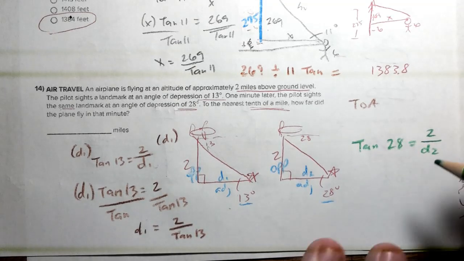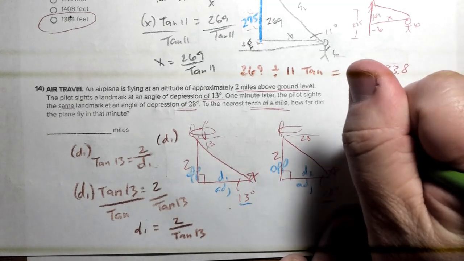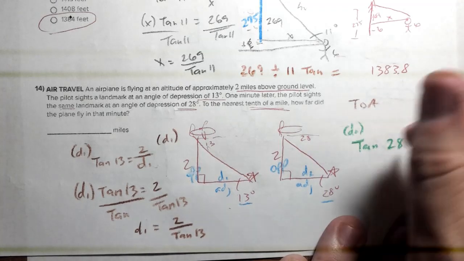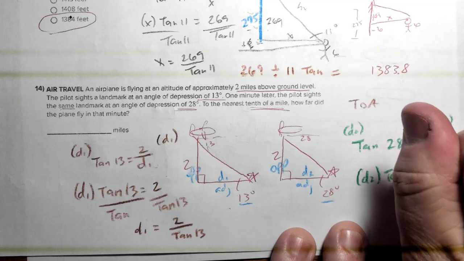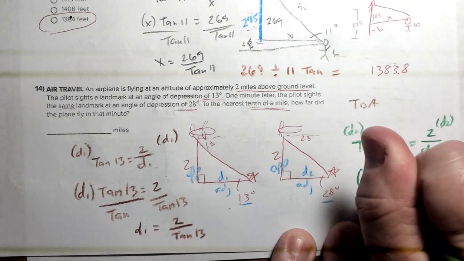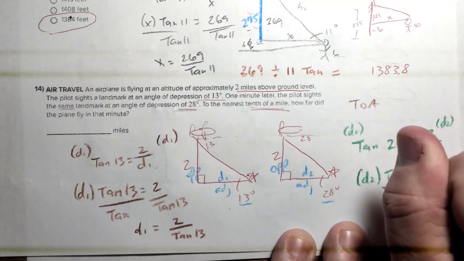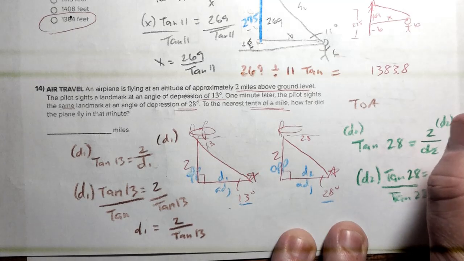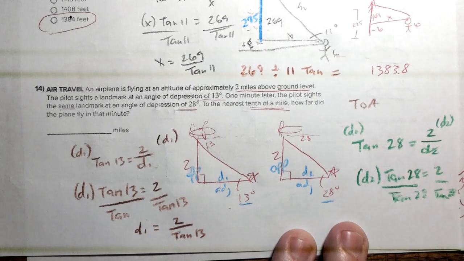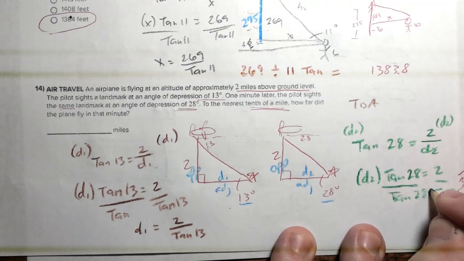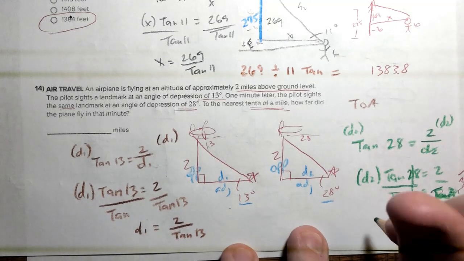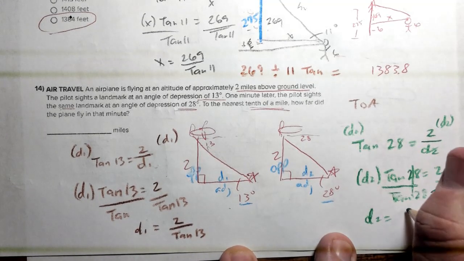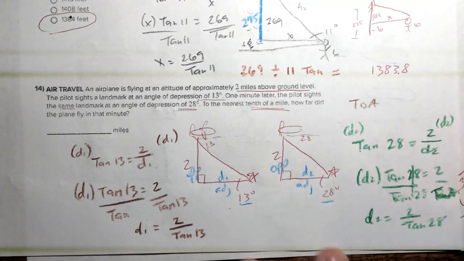Now over here, doing the same thing. Multiply by D2 on both sides. That cancels. D2 tan 28 equals 2. Divide by tan 28. And sorry, we're close to the table and it's getting weird here. It starts making my writing bad, or worse than normal, I should say. Okay, so D2 equals 2 divided by tan 28.